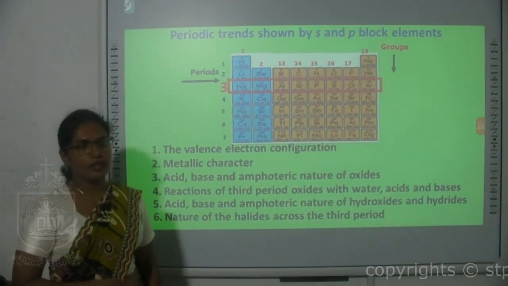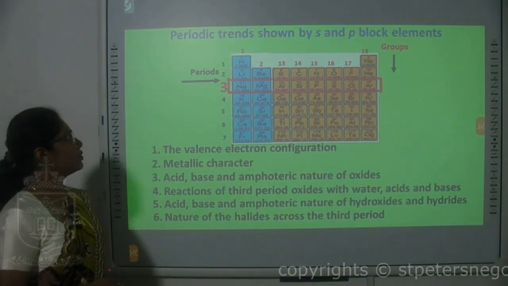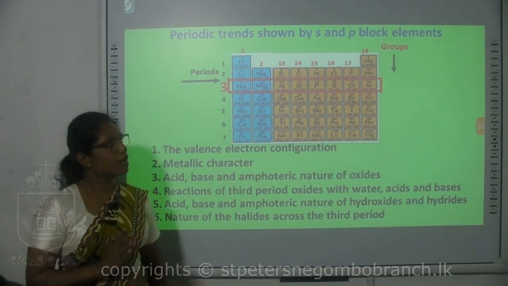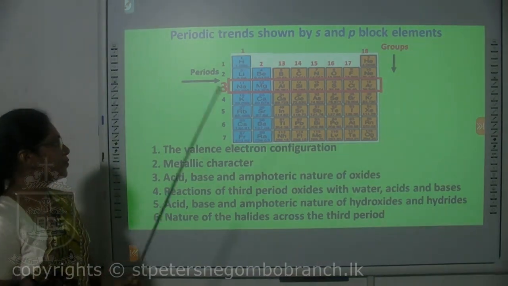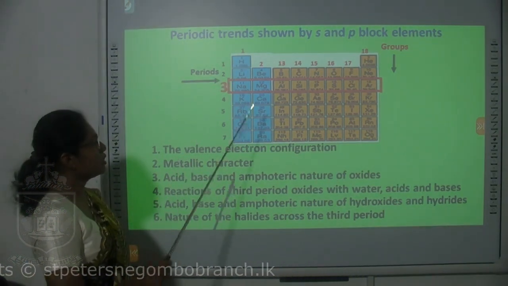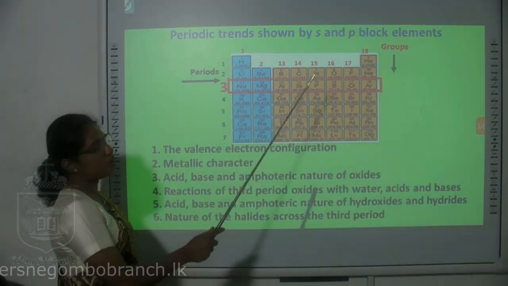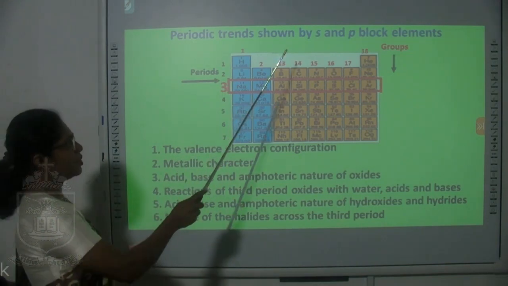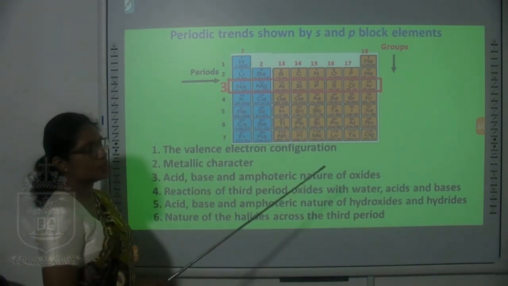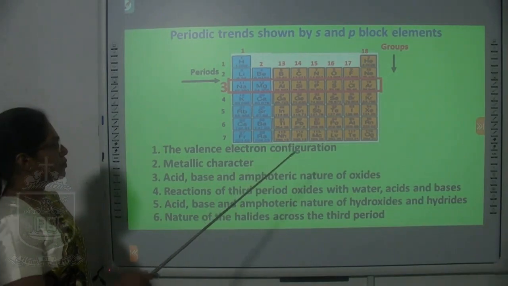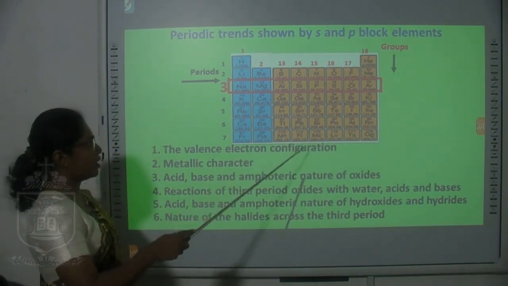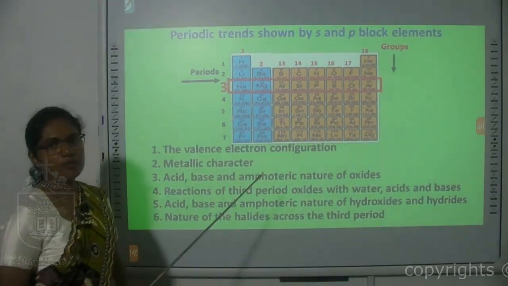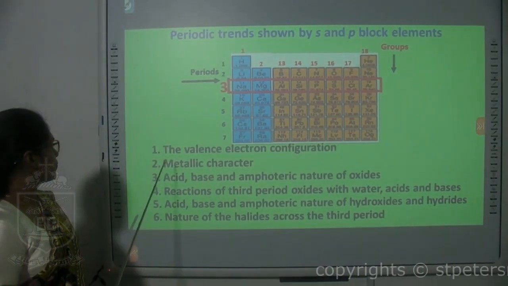After group 18, we are going to consider the periodic trends shown by the s and p block elements. Here I have shown you all the s block and p block elements. In blue color, you can see the s block elements, and in yellow color you can see the p block elements. Vertically, we can find groups, and horizontally, we can find periods.